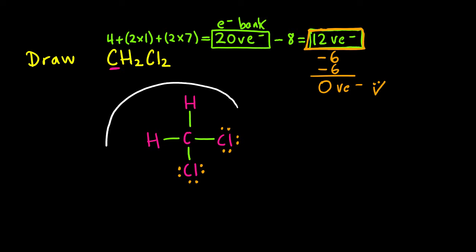Looking at our complete structure of dichloromethane, we are done. This would be the Lewis structure for dichloromethane.